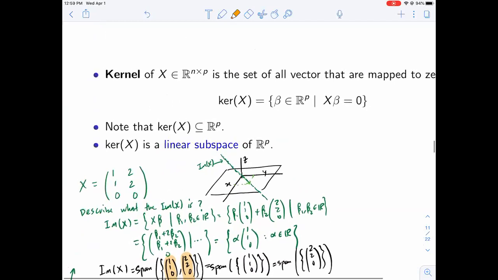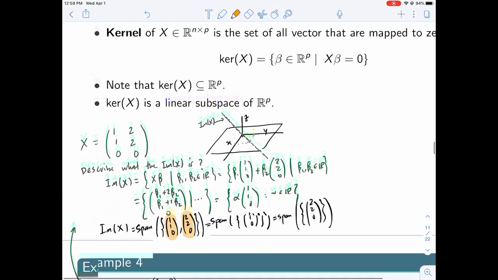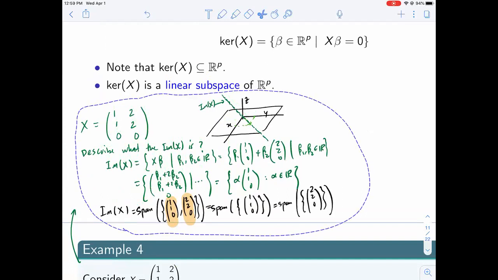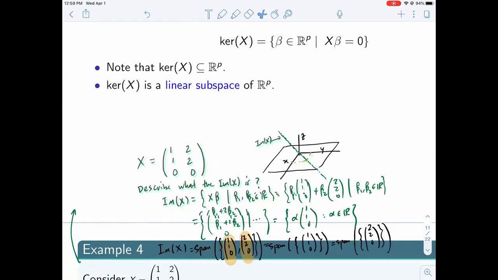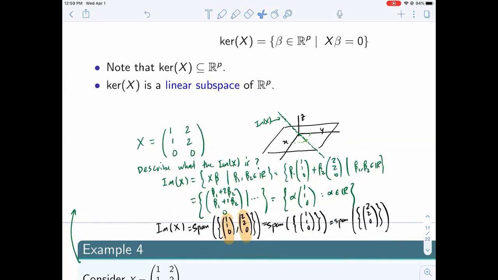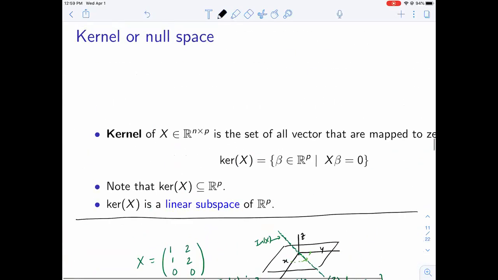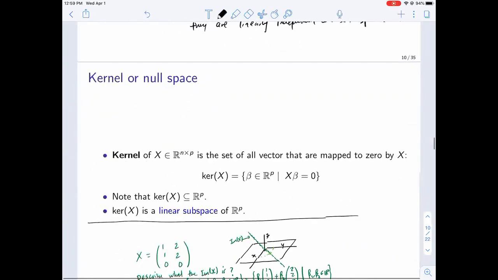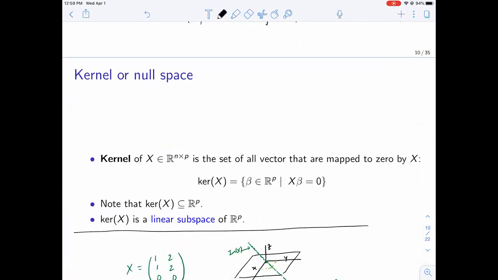Questions? Let me now grab this and put it a little bit further down. This has nothing to do with the things above it. Now let's talk about the other subspace associated with the matrix. Question?